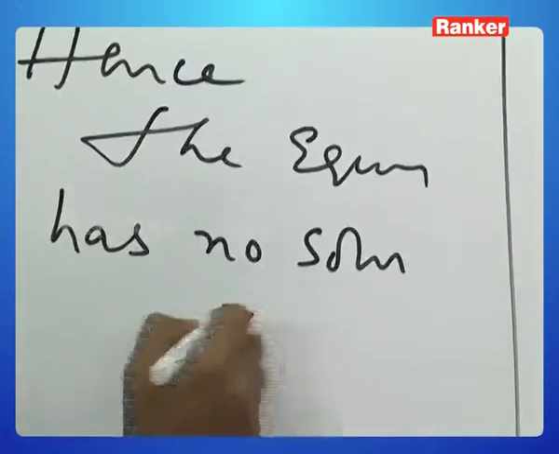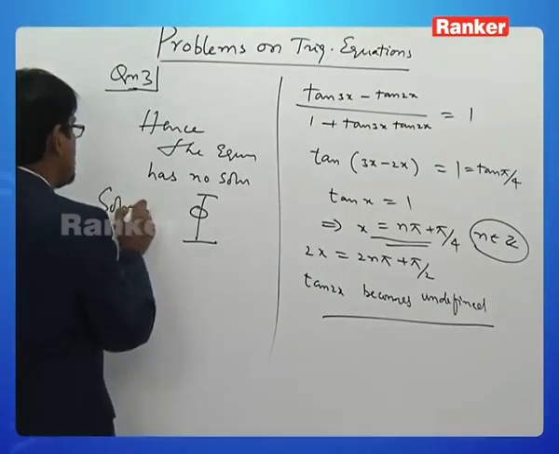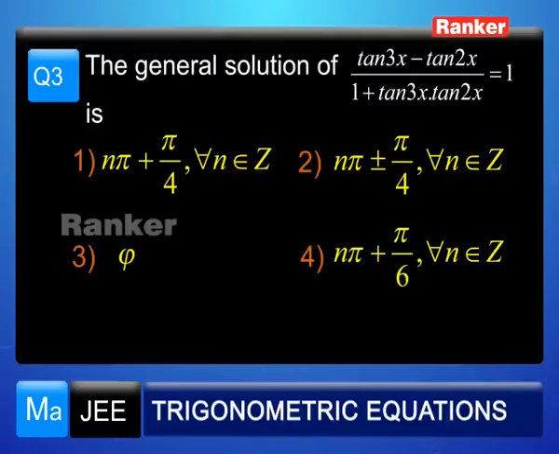Or we write it in this form, empty set. The solution set is empty set. Therefore the option 3 is the right option. Option 3 is the right answer.